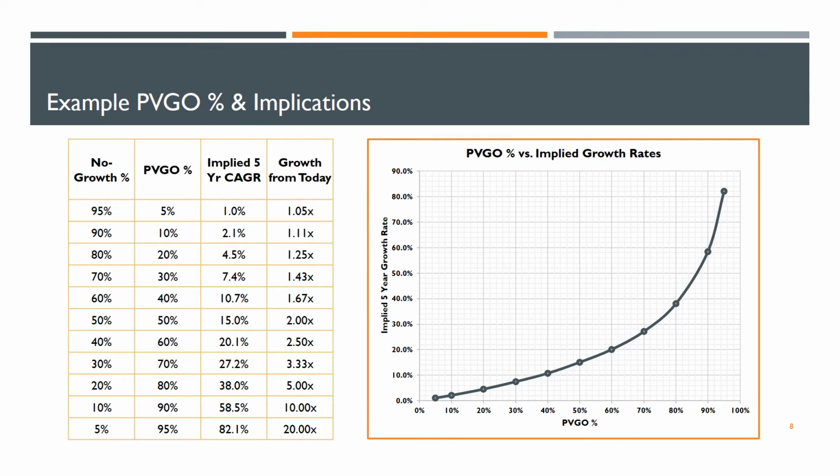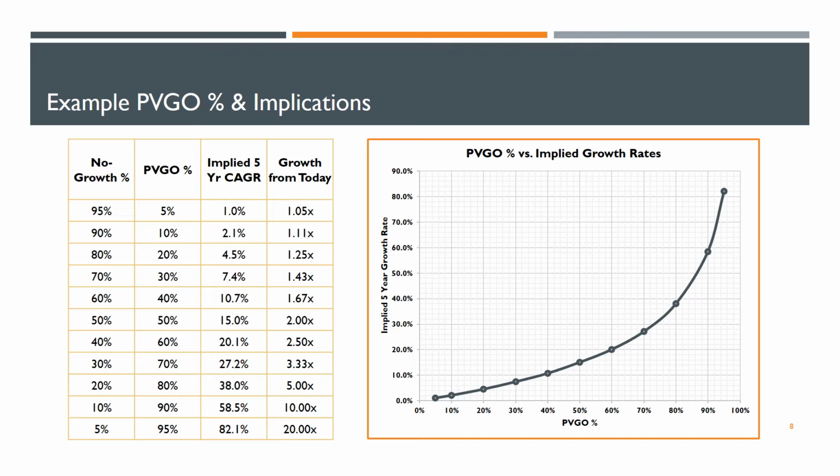Another thought to consider is how implied growth rates change as the PVGO percentage changes. As an example, in this table and graph, I'm showing how the PVGO percentage affects the implied growth rate over 5 years as well as the expected growth from today. As you can see, the higher the PVGO percentage, the more the compounding effect comes into play as the implied growth rate increases exponentially. This is why it's a good idea to invest in companies with low expectations. Although having higher expectations does not mean a company cannot go above and beyond what's projected of them.